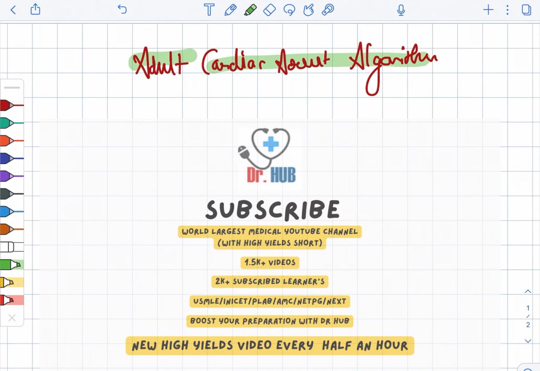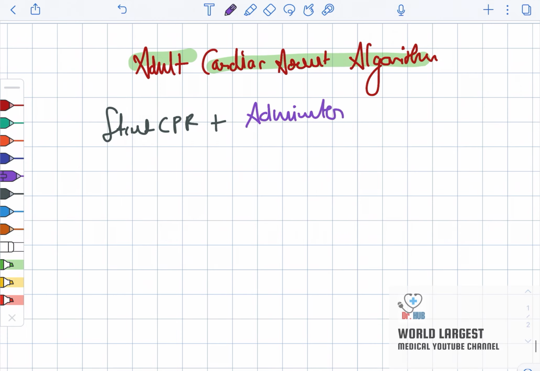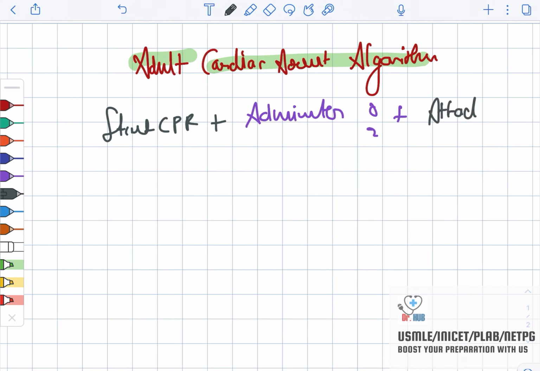Adult cardiac arrest algorithm. Firstly, we start CPR, and what we do is administer the oxygen as well as attach the defibrillator.